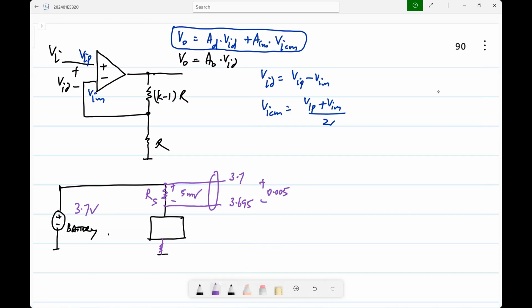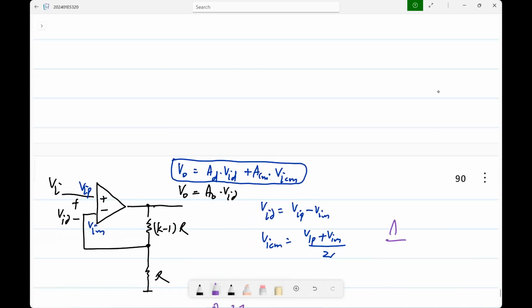And there is something called common mode rejection ratio. You are familiar with this? What is it? It's AD by ACM. Why is this particular quantity important? You can analyze the circuit and you will see.